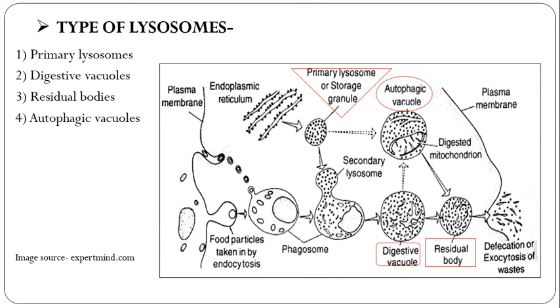Then autophagic vacuoles, that is, digested mitochondria. Auto means self-eating cell, autophagic. Then digestive vacuoles: after complete digestion, it becomes digestive vacuoles. Then unwanted material is excreted by the residual body, or defecation, or exocytosis of the waste.